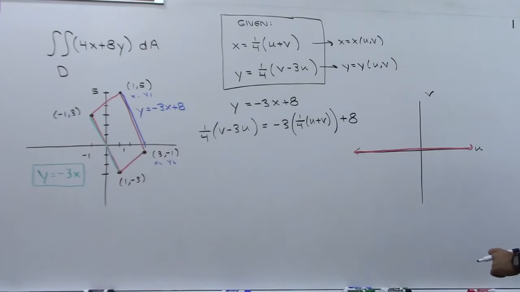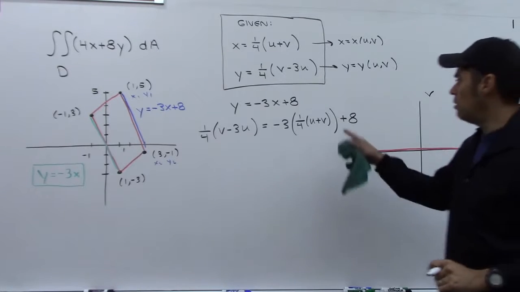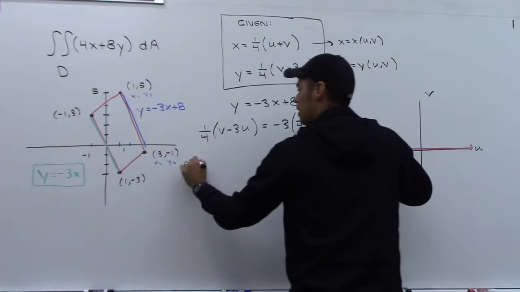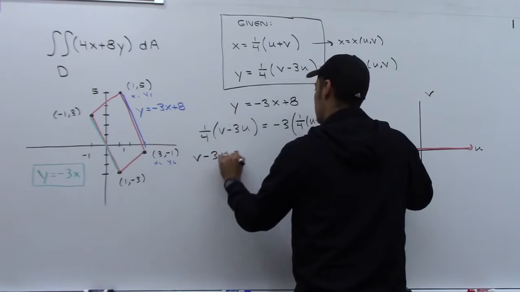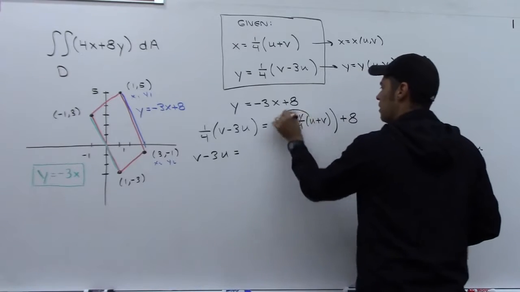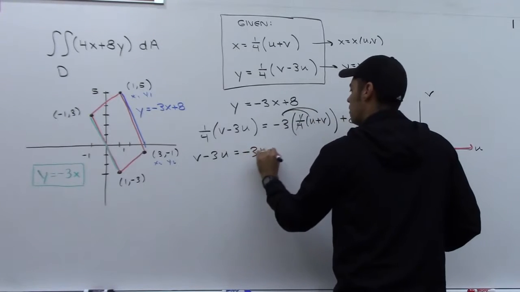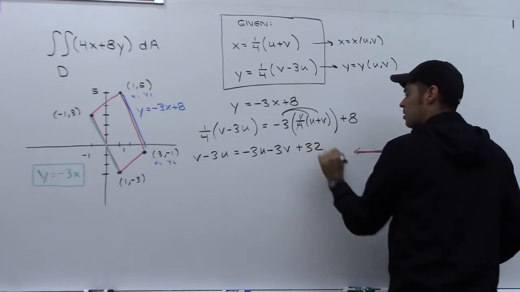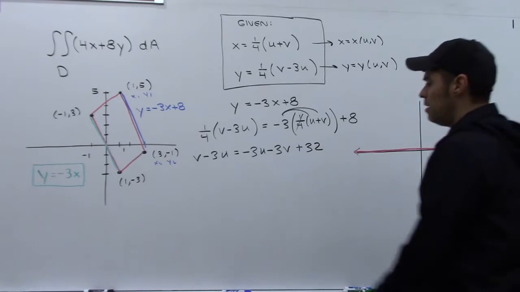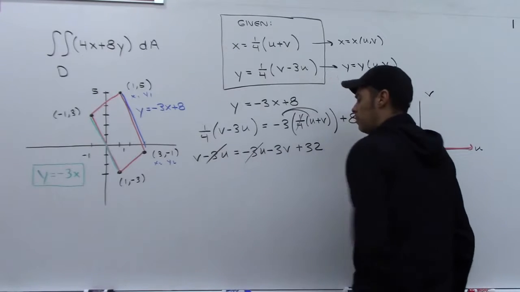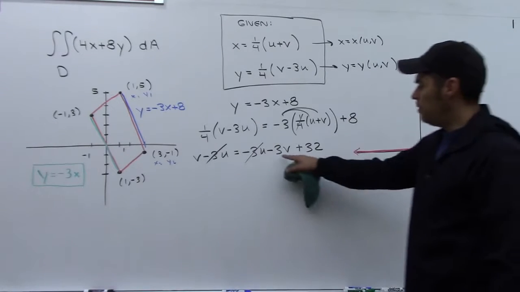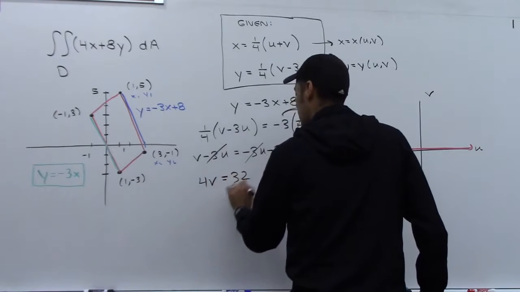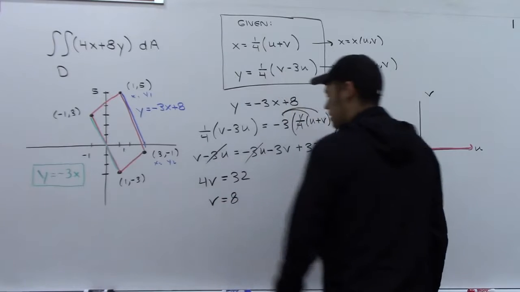Okay, so I will multiply everything again by 4, so that'll kill off this one and this one, but this will also be hit by 4. So I'm going to get v minus 3u equals, this is gone, distribute, negative 3u minus 3v, but this time I have plus 4 times 8, which is 32. Notice again that the 3u's cancel, the negative 3u's will go away. Let's move this 3v over, so you get 4v equals 32, and then v must be 8.